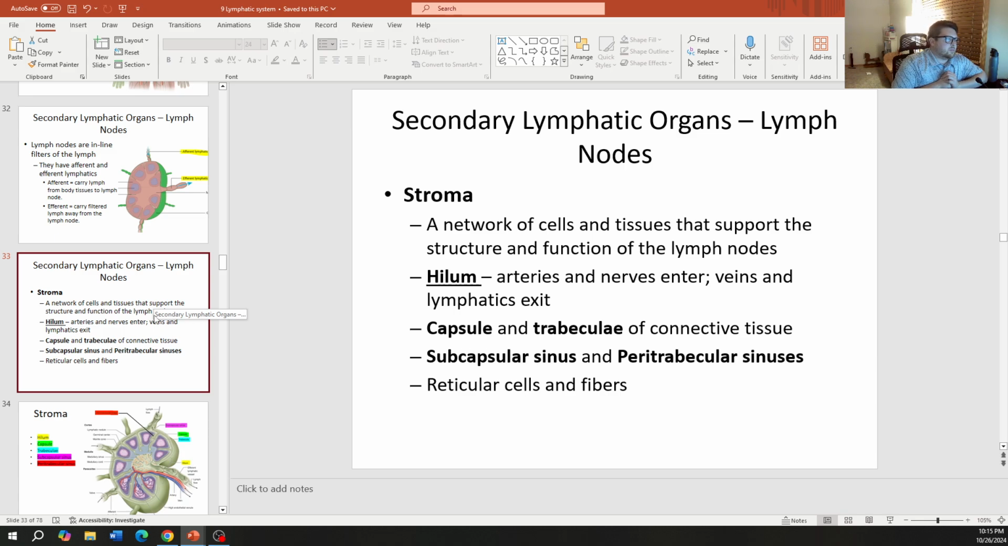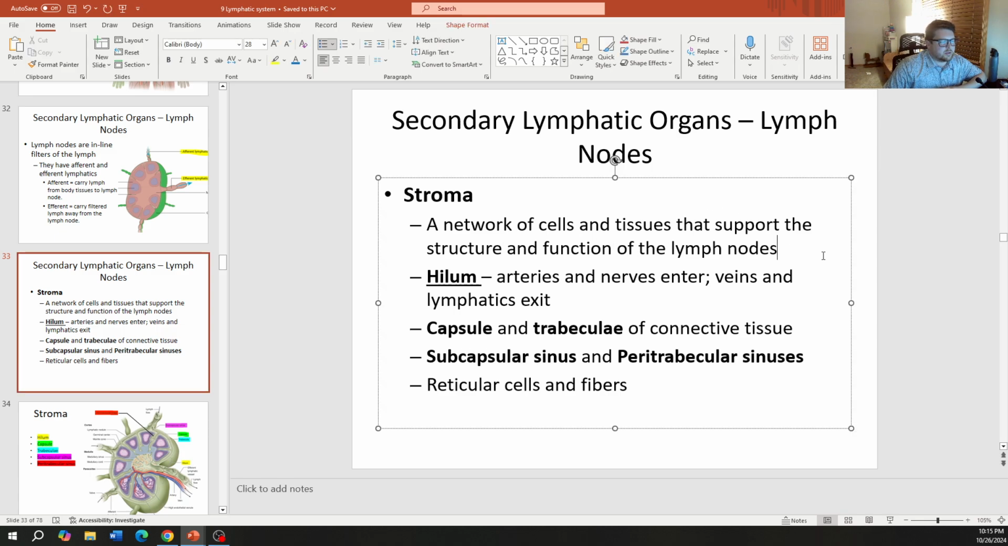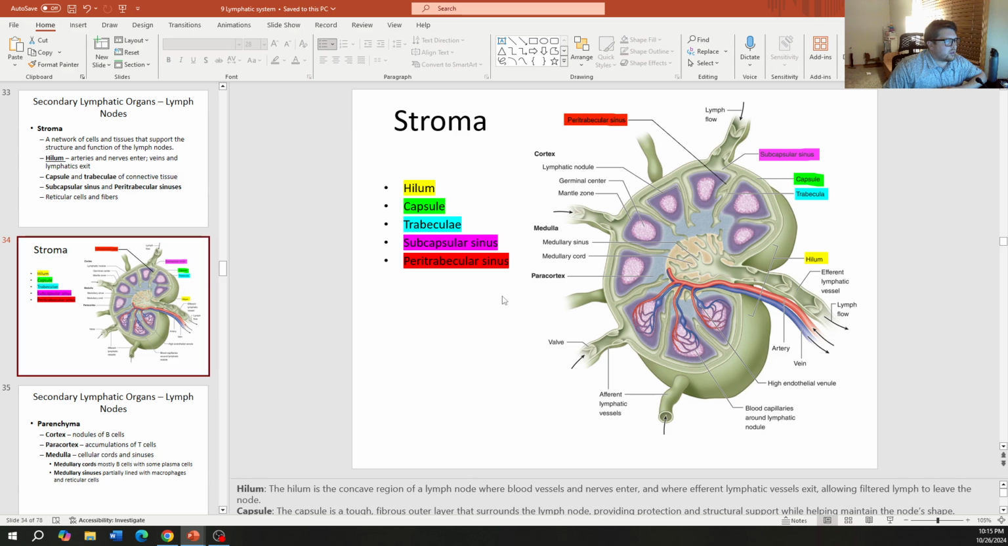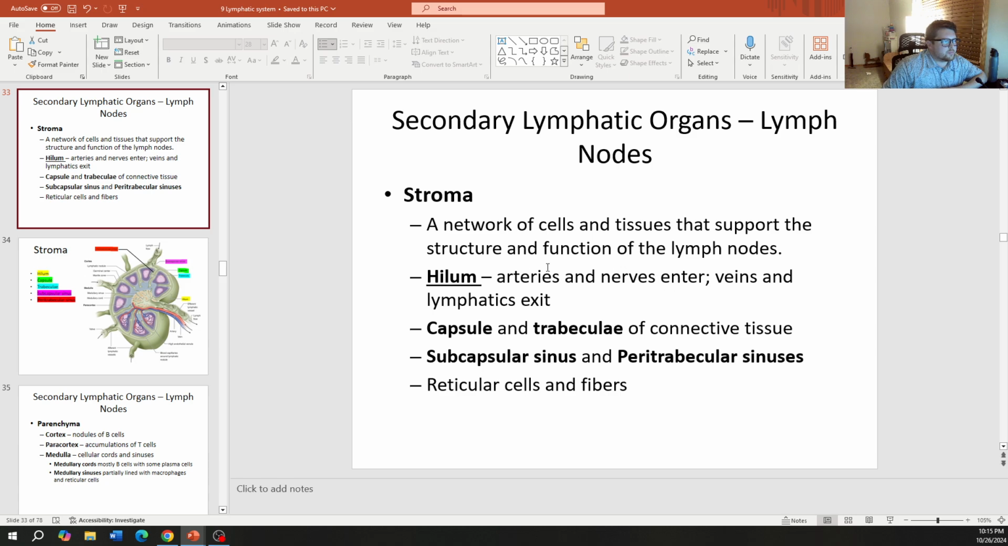We're just going to hit some of the important structures and look at the general anatomy of these kinds of things. So there's a network of cells that support the structure and function of lymph nodes. Again, that's the same general definition of stroma for all of these structures. Part of the stroma, we have what is called the hilum. This is this whole area right here where we have our veins and our arteries coming in and out of the vessel. This is where arteries and nerves enter, and then veins and the lymphatics exit.